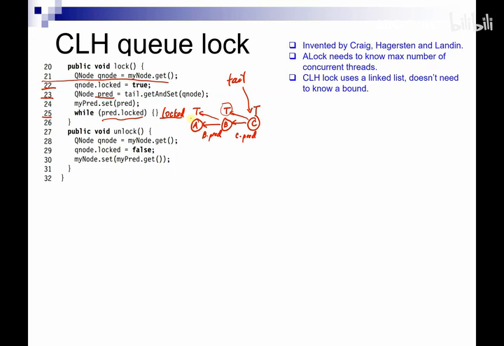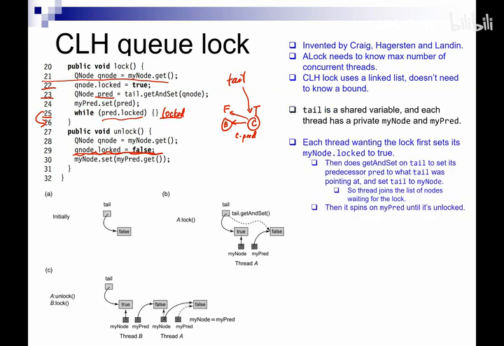Now A is in the critical section, and eventually he's going to finish, and he's going to set his lock to false. So this becomes false eventually. At that point, B was reading this, and B is going to see that now it's false. Now I can get the lock. So once A is done, B can get the lock. And then B eventually is going to do his unlock, and he's going to set his thing to false here. C was reading that, C sees it's now unlocked, and he gets it. So that's the CLH algorithm.